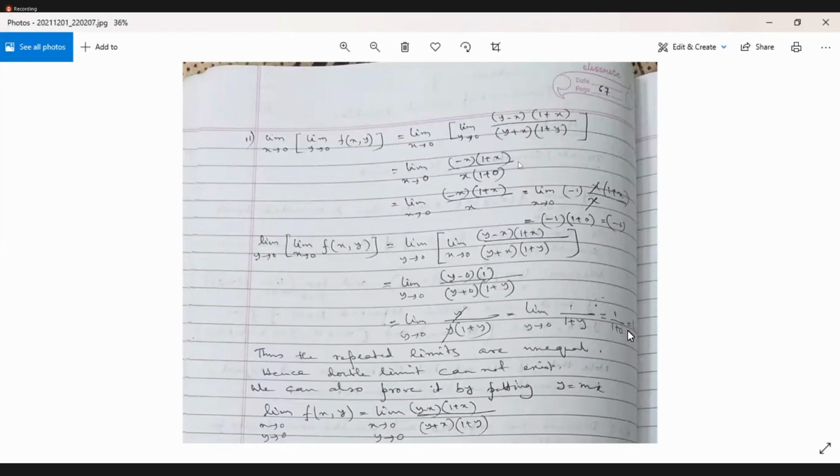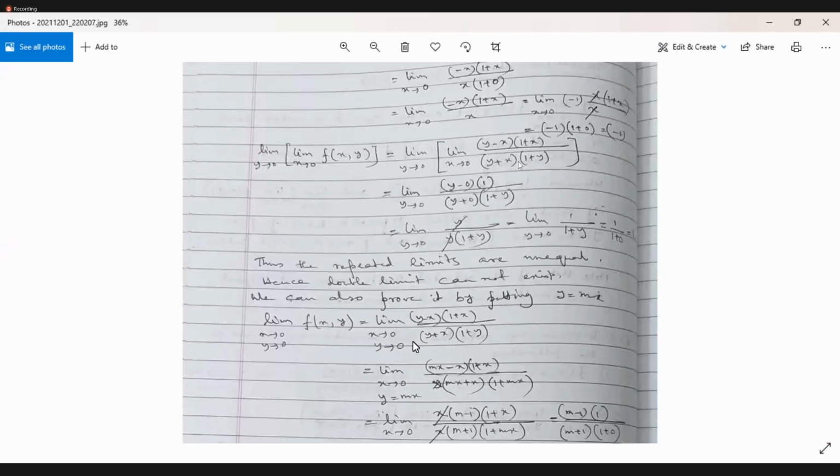So both the repeated limits exist, but one of them is minus 1, the other one is plus 1. If repeated limits are not equal, then the function cannot have any double limit. If at a point the repeated limits are not equal, in that case the function won't have a double limit or simultaneous limit at that point. So that means double limit doesn't exist. Double limit at 0, 0 doesn't exist, but let us check it out.